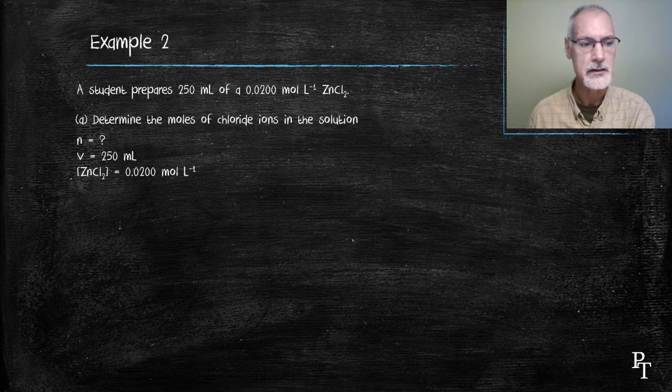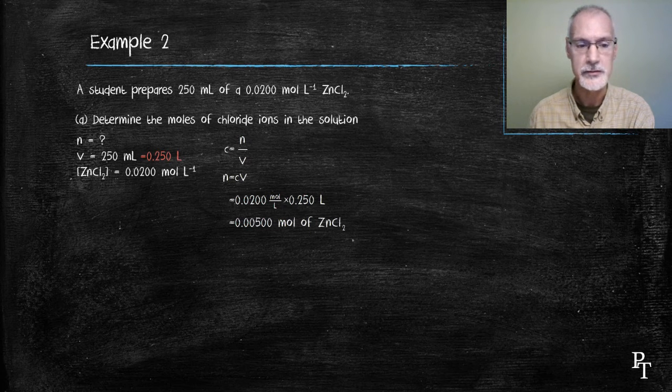Now, before I go and substitute and solve here, I'm just going to make note of the units. I have moles per liter and milliliters. I want to convert those to be in the same units, so I'm going to change that milliliters into liters. Now the equation, and now I'm going to rearrange it to get the number of moles by itself on one side. So concentration times volume. You can see here the liters would cancel out, leaving me 0.00500 moles of zinc chloride.